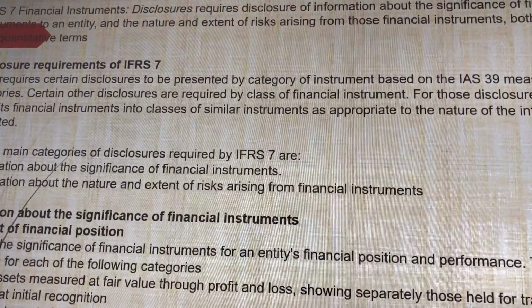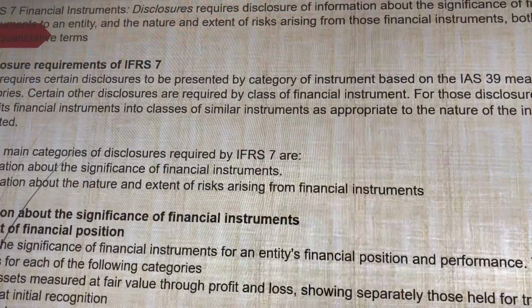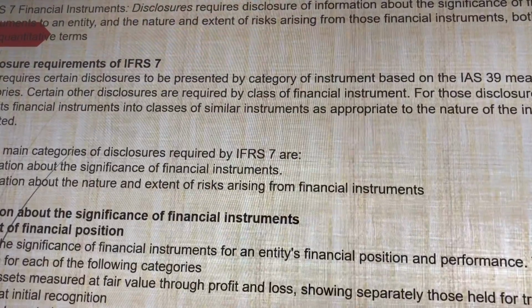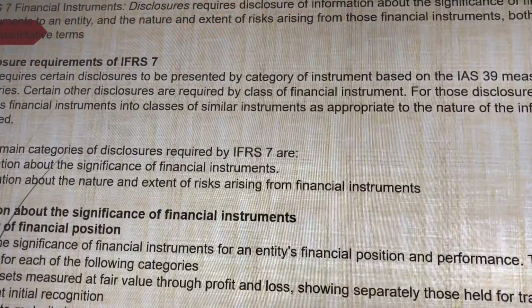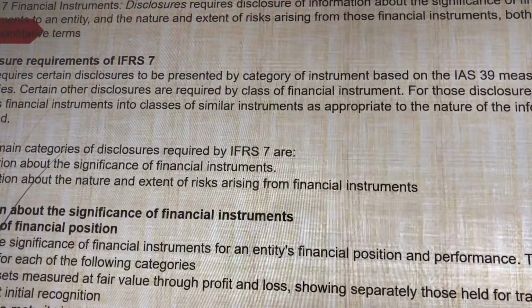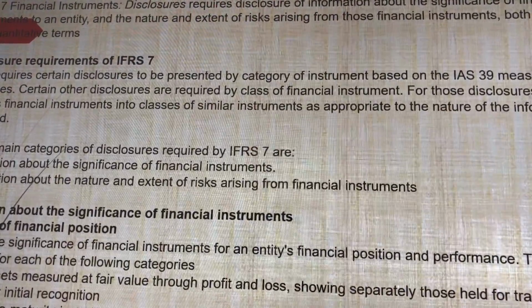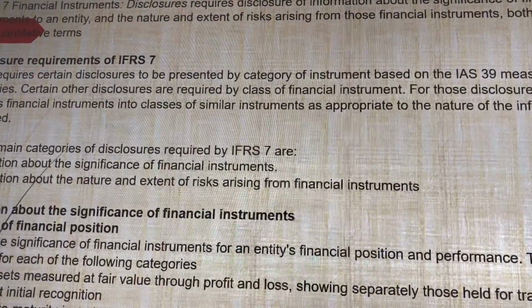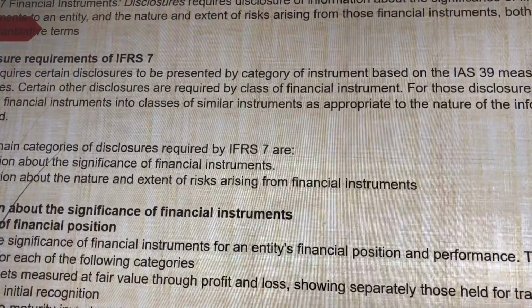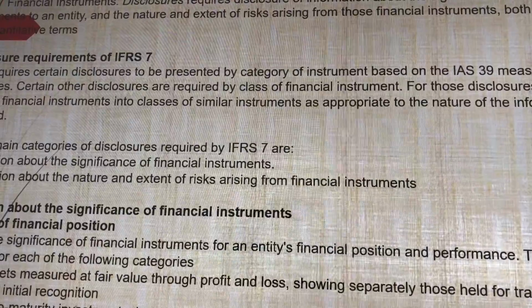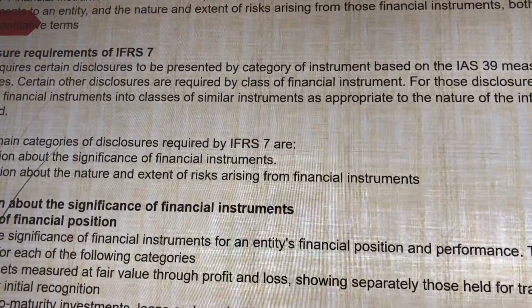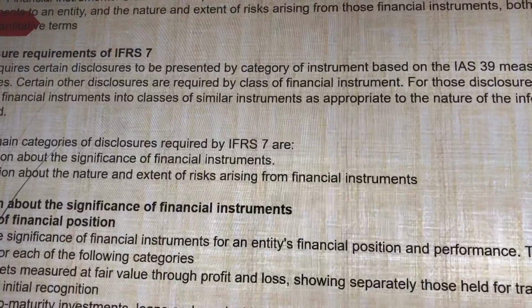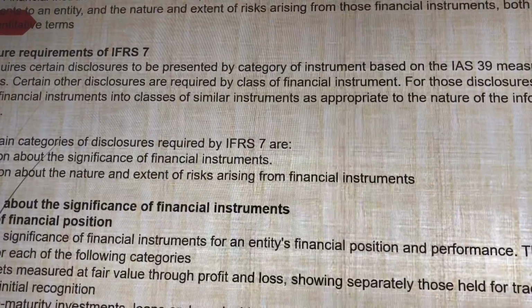So what are the disclosure requirements of IFRS 7? The disclosure requires information about the significance of the financial instrument and also information about the nature and the extent of the risk that is arising from the financial instrument. That is the disclosure requirement.